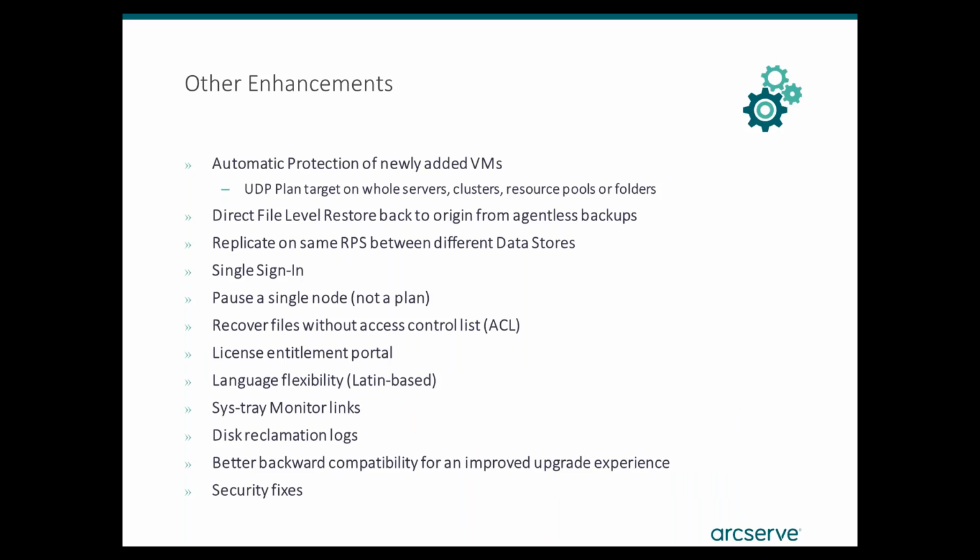All right. So other enhancements along the way as a part of this: we've automated, again just rounding out our virtual machine capabilities, our virtual protection. Auto discovery, we've added that capability, so when customers in the different businesses add virtual machines, they can be auto discovered. The UDP plan process can do that now. You can do direct file level recovery from an agentless backup. That capability has been added.